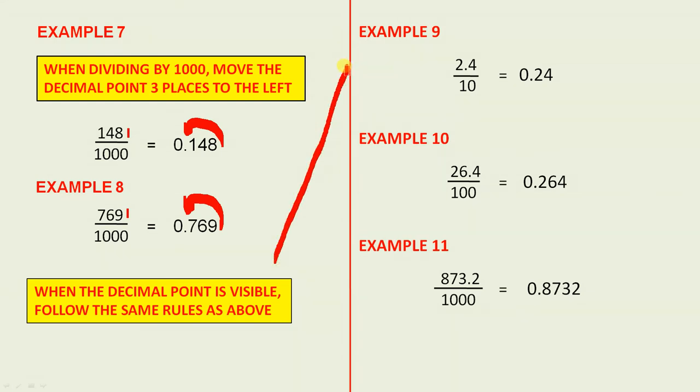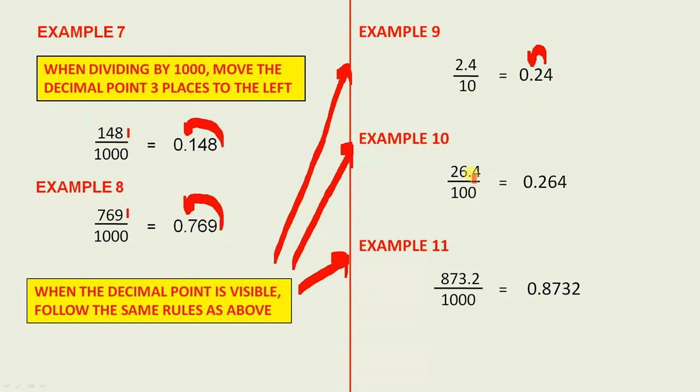Now this little rule here helps us to understand how to do these 3 examples. So that little rule there applies to that example, and this one, and this one. And it says, when the decimal point is visible, follow the same rules as above. So example 9, you have 2.4 divided by 10. See how the decimal point is visible? Of course, that's not a whole number, so the decimal point is visible. Well, you're dividing by 10, so just move it one place to the left. So we've gone from there to there, and that's why we have 0.24.